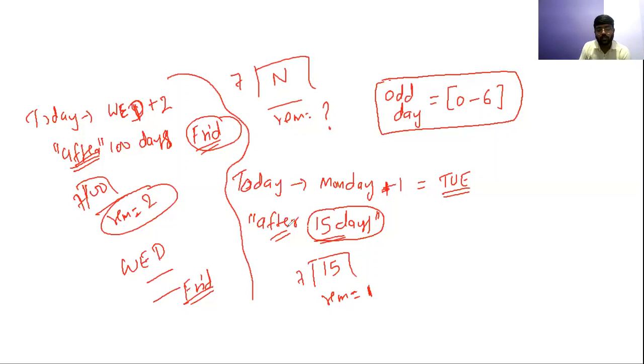Okay, when the word after comes, just add the odd days directly. Like 1 odd day was there, I just added 1, I get Tuesday here. In 100 days, I get 2 odd days, I just added 2, I get Friday here. Okay, let me give you another question. Let's suppose this question is asked to you: if today is Friday, what will be the 15th day?